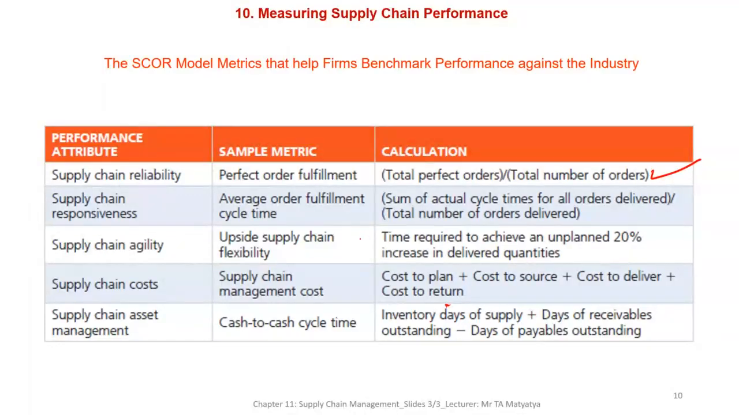Supply chain cost: supply chain management cost, cost to plan, cost to source, cost to deliver, cost to return. So these are the supply chain costs. Supply chain asset management: cash-to-cash cycle time, inventory days of supply plus days of receivables outstanding, minus days of payables outstanding.